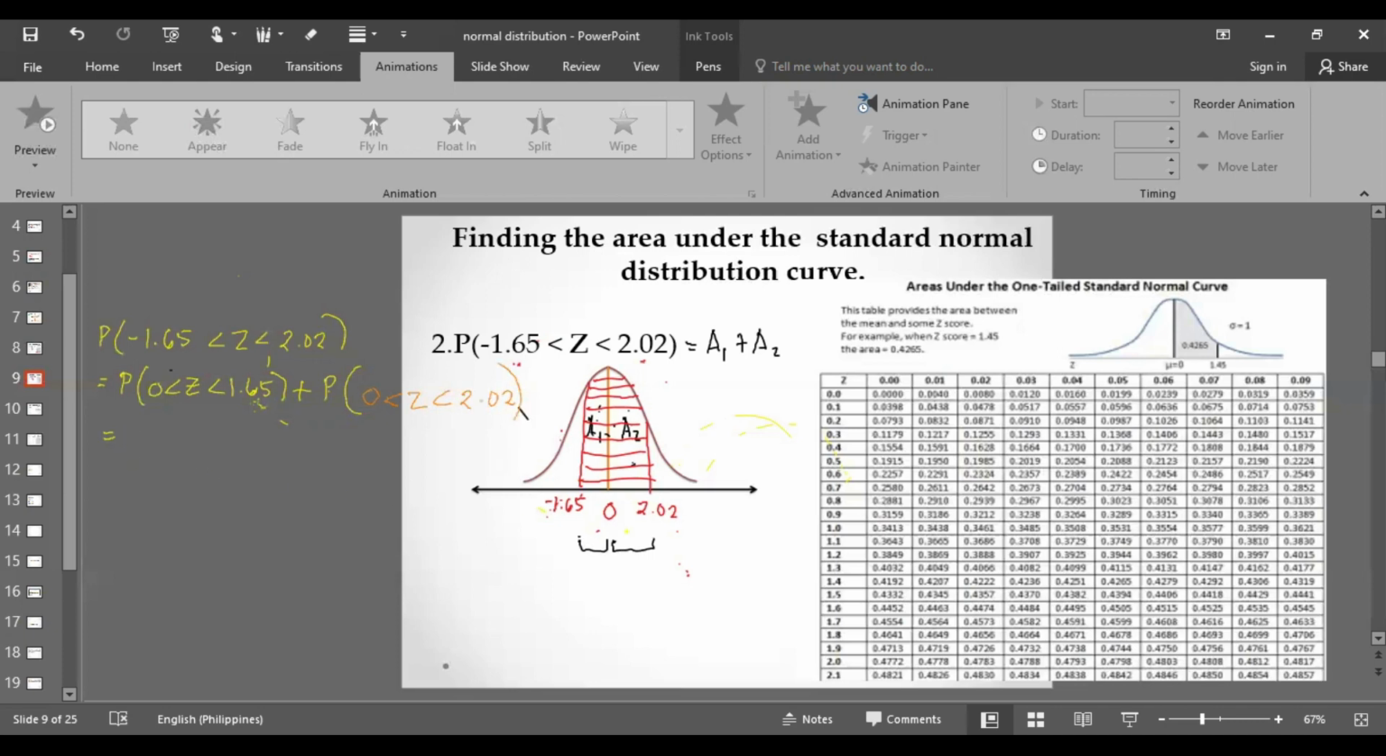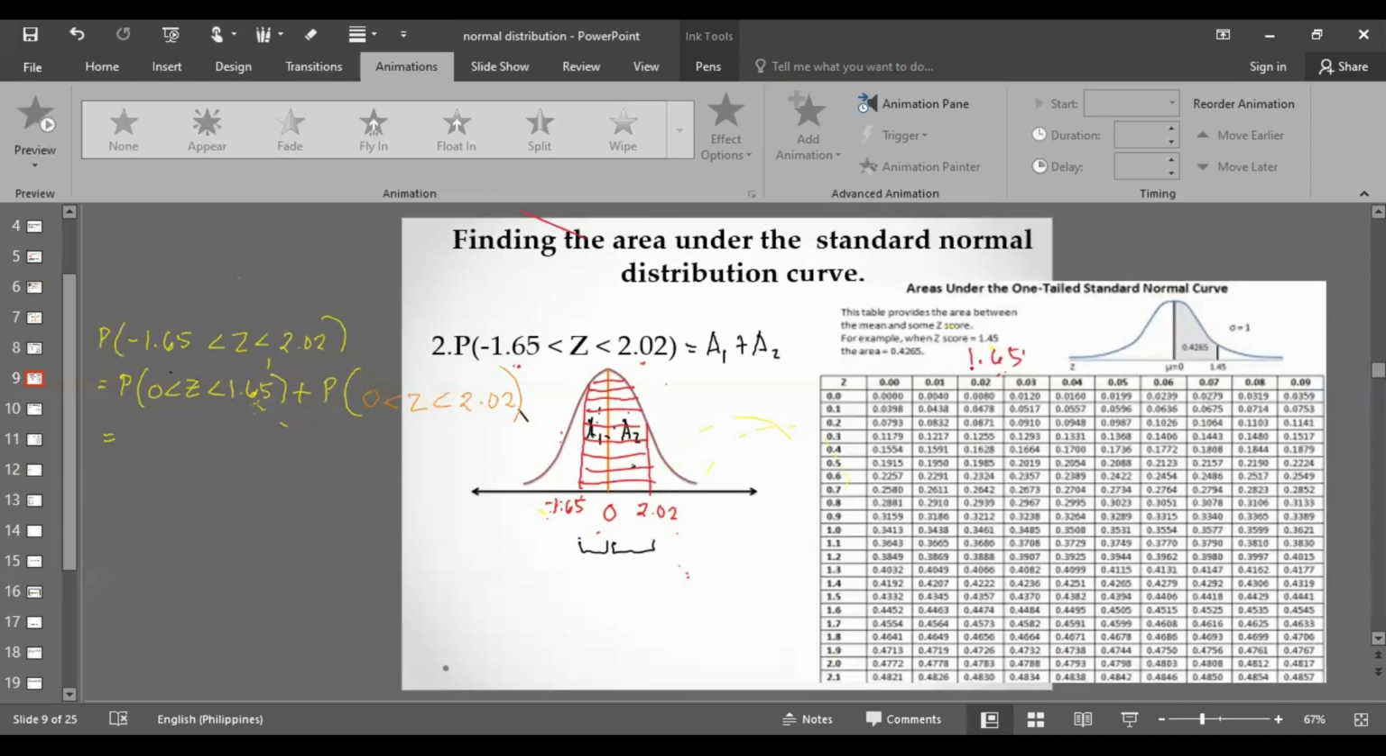Next thing to do is to find the area considering the z-scores. So 1.65. Consider first 1.6. So 1.6 is right here. And then we have 0.05. 0.05 is right here. Then look for the intersection.